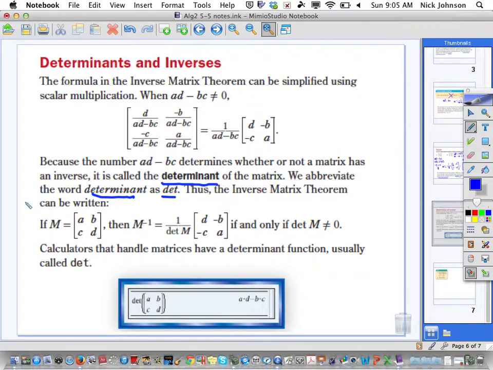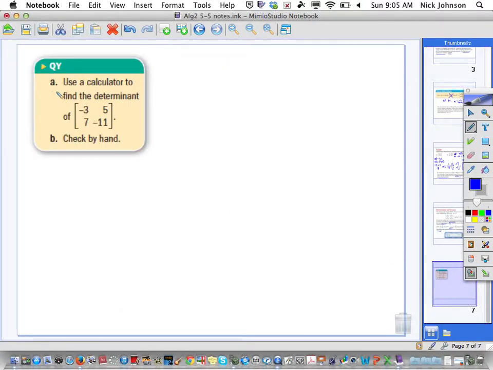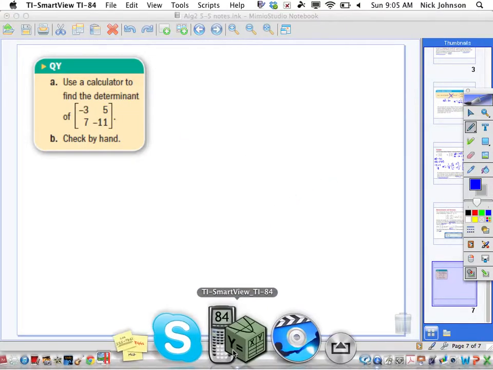Thus, the inverse matrix theorem can be written: if M equals A, B, C, D, then the inverse matrix equals 1 over the determinant of M times the matrix D, negative B, negative C, A, if and only if the determinant of M does not equal 0. Calculators that handle matrices have a determinant function, usually called DET. Okay? Very important. So A says, use a calculator to find the determinant of this. Okay? So let's go to our calculator.